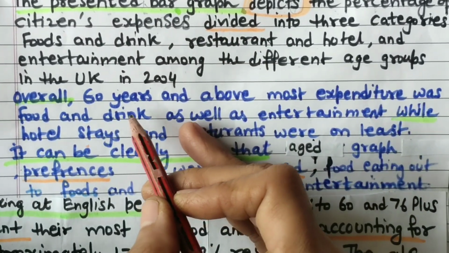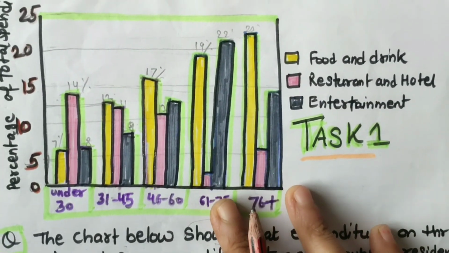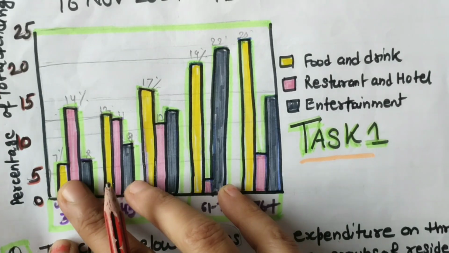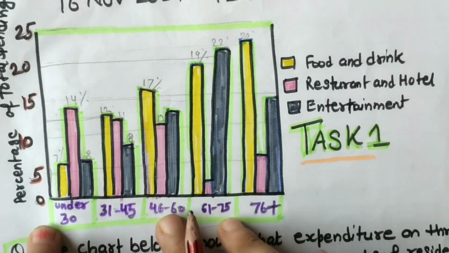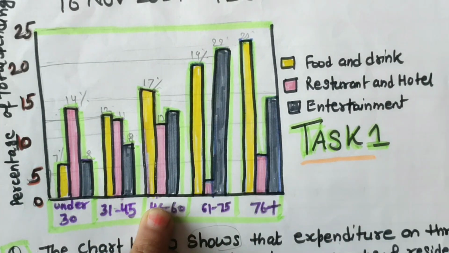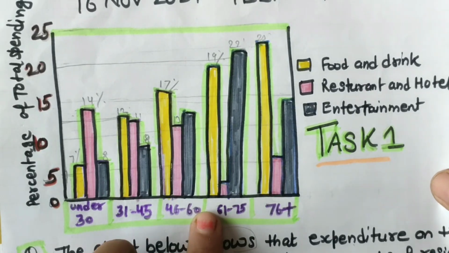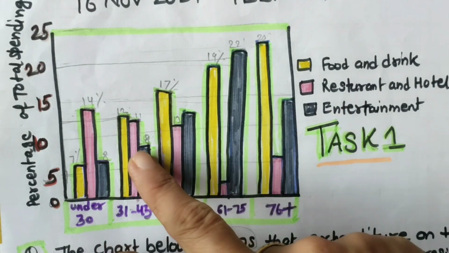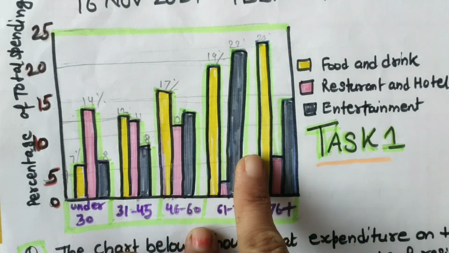So overall, what I was telling you, what we will write is: we can see that as the age of the Britishers improves, meaning goes up, their preferences are changing.